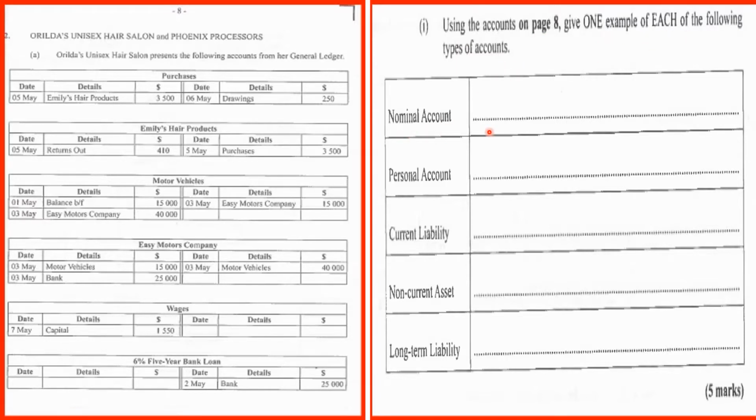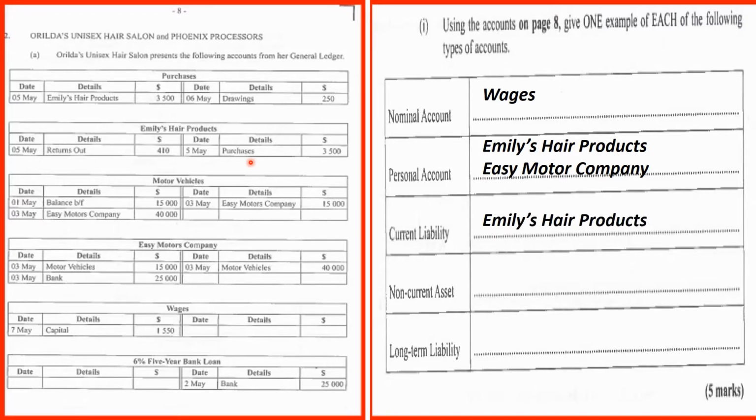The nominal account, a profit and loss account, an expense account: wages we have here. Then we have a personal account. There are actually two personal accounts here, Emily Hair Products and Izimoto's company, so we place those in. A current liability: we see we are owing Emily Hair Products, so we have Emily Hair Products.